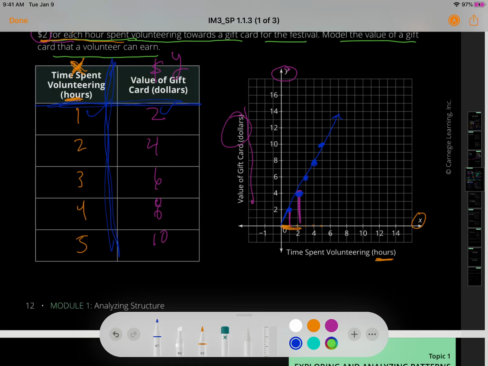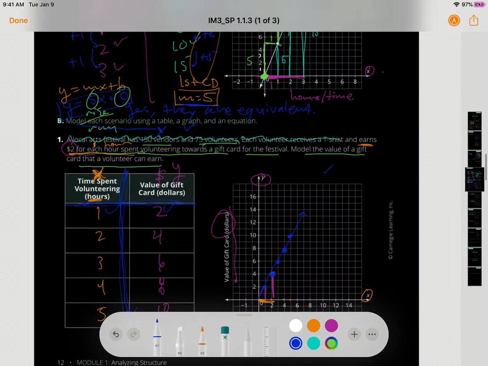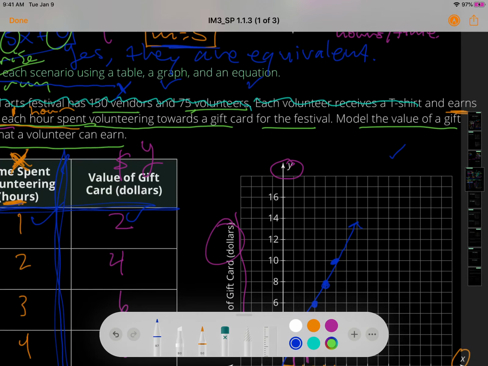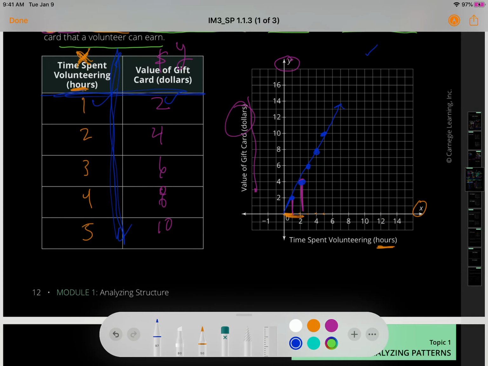So we got a table over here, we got the graph, and now it wants an equation. So let's write an equation. Linears are in the form of y equals mx plus b. The b value is the y-intercept. Where does the graph hit the y-axis? It is right here. It is on the y-axis at 0.